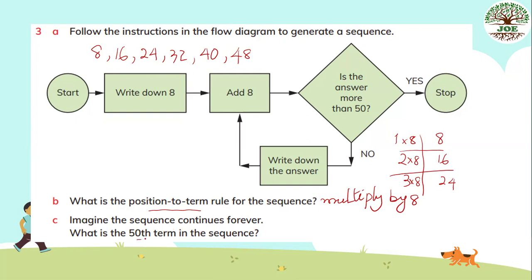And part C, imagine the sequence continues forever. What is the 50th term in the sequence? So for our 50th term, we have to first write down our position 50 and times 8. 5 times 8 is 40, so our 50th term is 400.